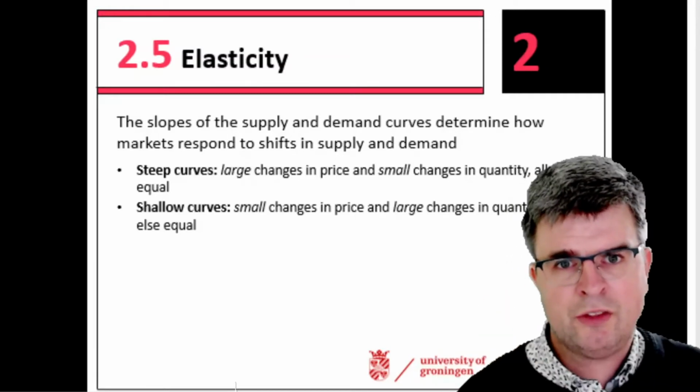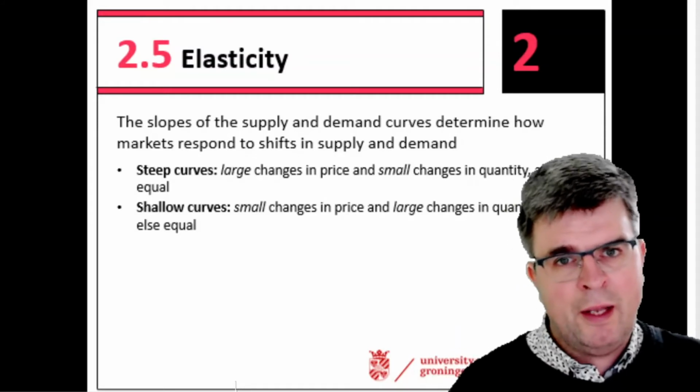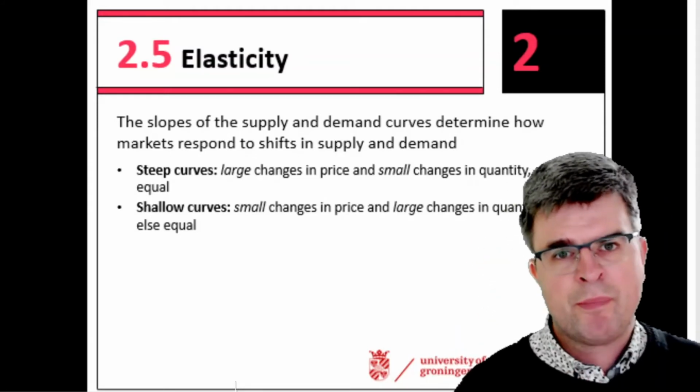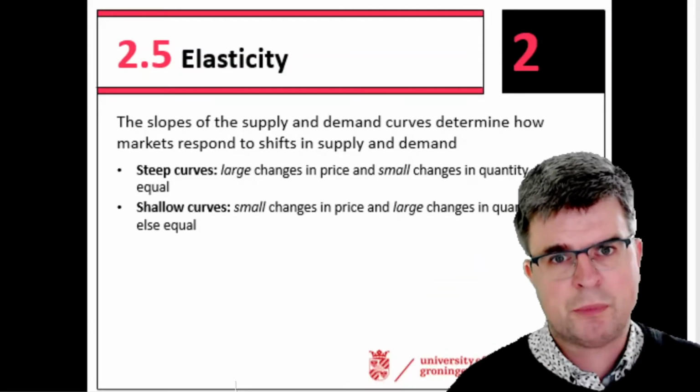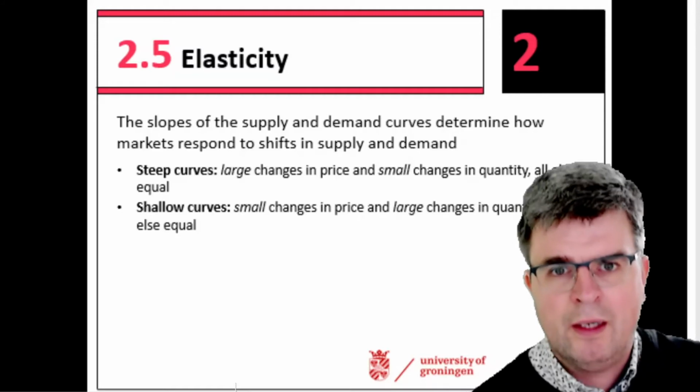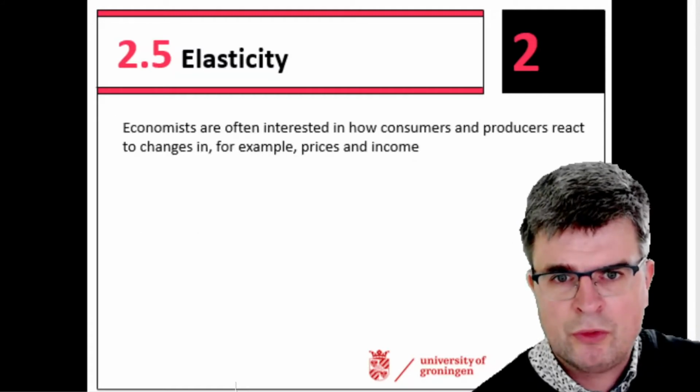So the key idea from the preceding is that if you have a shallow curve, then there's a small change in price associated with a large change in quantity demanded. And if you have a very steep curve, then you have a large price change associated with a very small change in the quantity that's demanded. And this is what we're going to formalize.